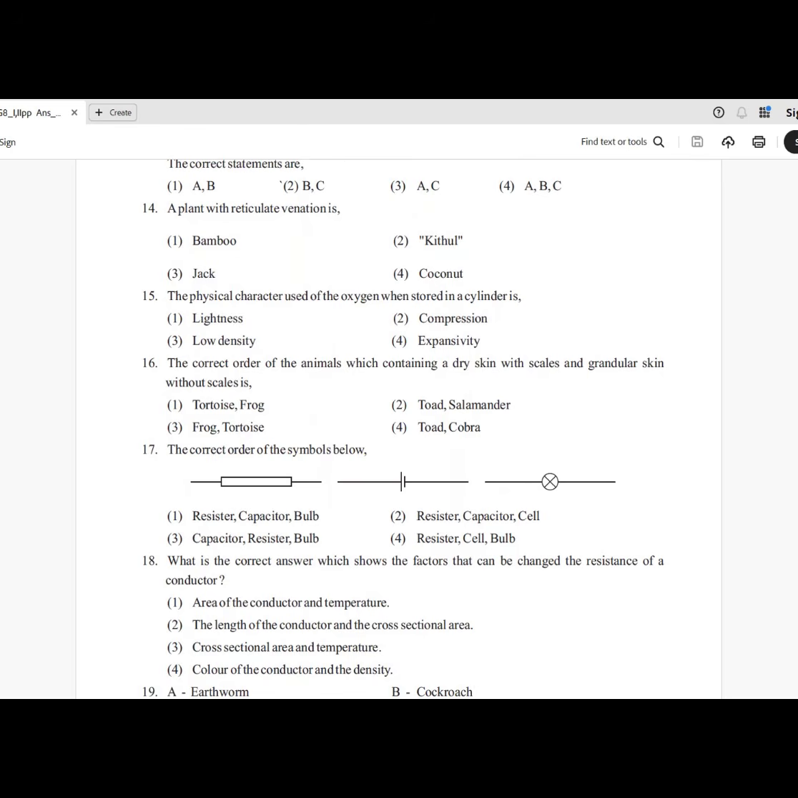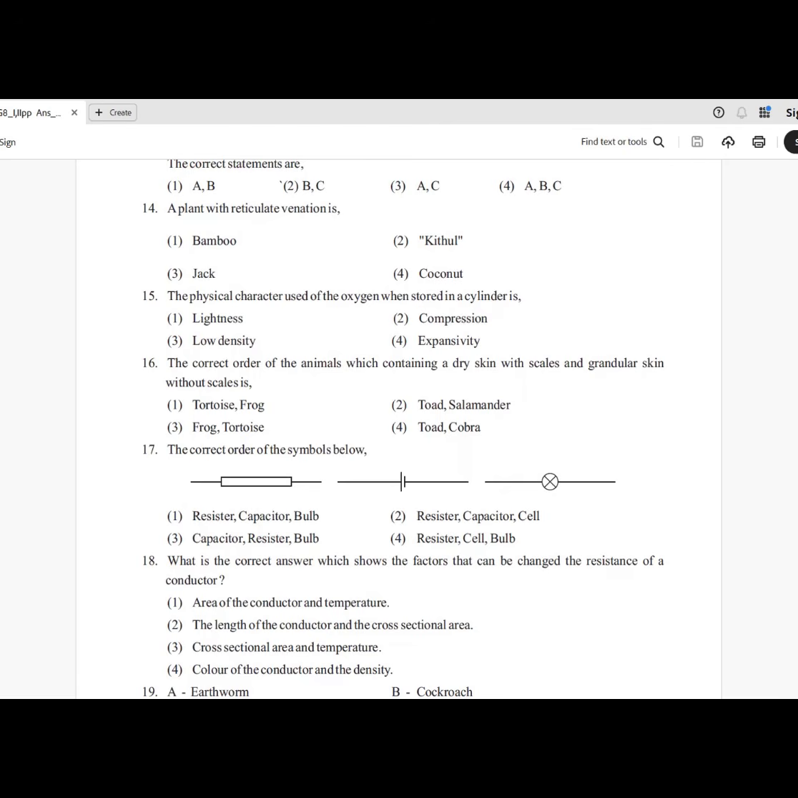Answer number 2, compression. Oxygen is stored in cylinders by compressing it, making gas occupy less space. Question number 16. The correct order of the animals which contain dry skin with scales and granular skin without scales. 1. Tortoise and frog, toad salamander, frog tortoise, toad cobra. Answer number 1, tortoise and frog. Tortoise has dry scaly skin, frog has smooth glandular skin.